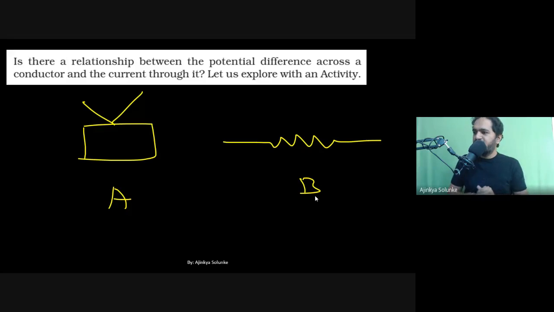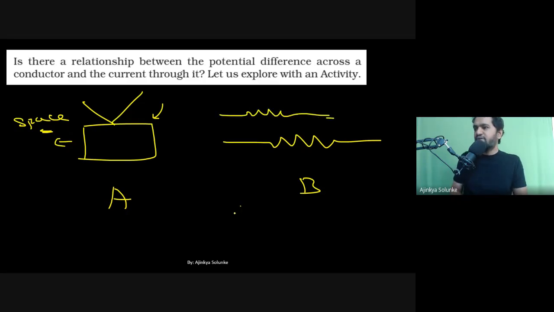Obviously B would be used just to show a TV. The first symbol will not be used because it's very hard to draw each time, and moreover it is going to acquire a lot of space. It will also take a lot of time to draw, so hence we are just going to draw zigzag lines. That's it. Okay, good.